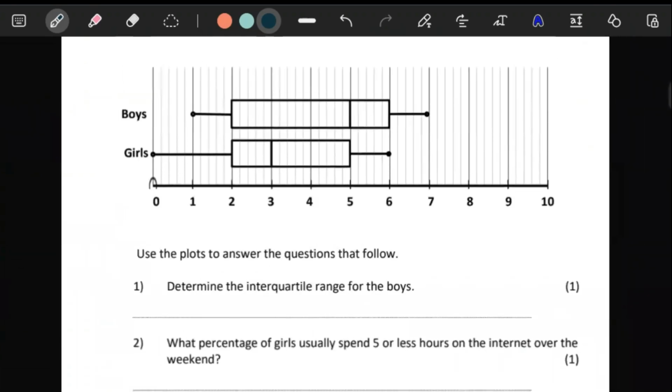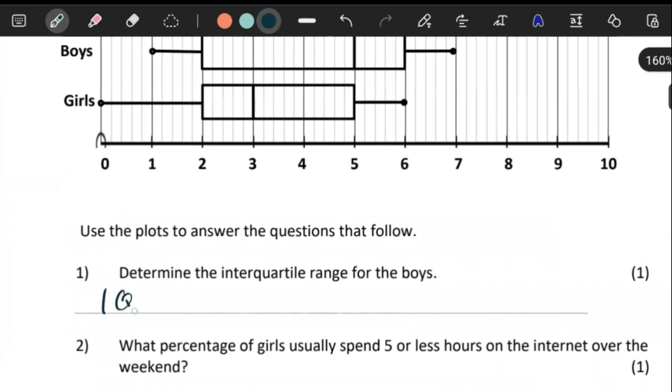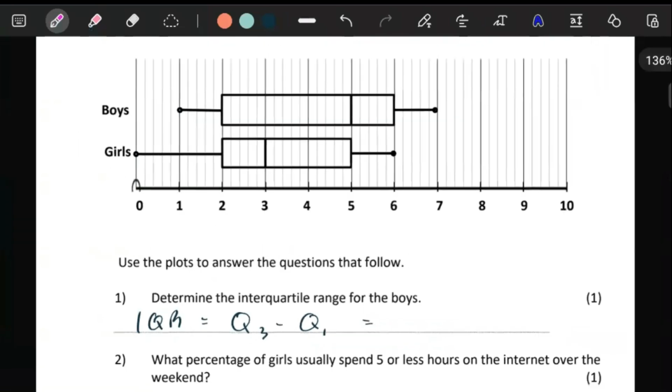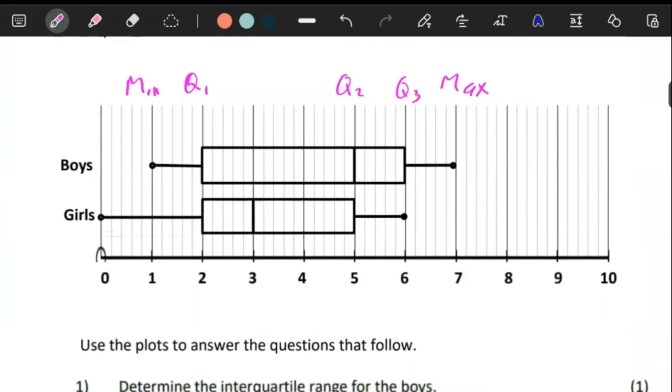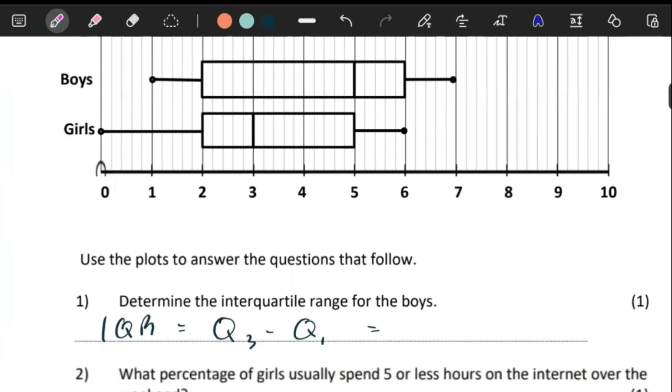Determine the interquartile range for the boys. The interquartile range is always Q3 minus Q1. If they said semi-interquartile range, then you would divide the interquartile range by 2. But here they just say interquartile range. So you have to remember that your data for the boys, this is the minimum, this is the max. You have Q1 here, Q2 here, Q3 here. So here you have 6 minus 2. The interquartile range is just a simple 4, nothing crazy.